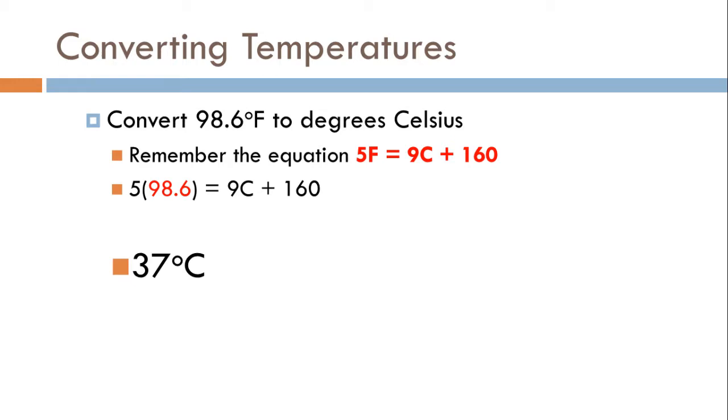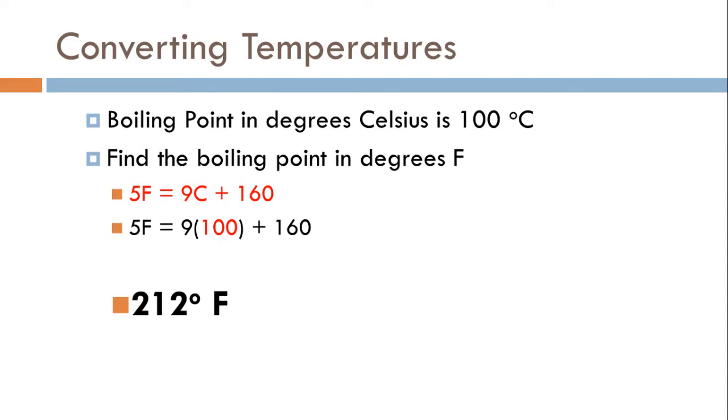Let's start by converting a common temperature, your body temperature, 98.6 degrees Fahrenheit, and convert that to degrees Celsius. Remember our one equation, 5F equals 9C plus 160. I know the degrees in Fahrenheit, and I'll plug that into the Fahrenheit portion of the equation. So 5 times 98.6. Whenever I put that into my calculator, I will get 493. I will then subtract 160 from each side to get 333 on the left side of the equation, and we'll just get 9C remaining on the right side. I'll divide by 9 on both sides, and that will get me 37 degrees Celsius, and that is the final answer for converting your body temperature from Fahrenheit to degrees Celsius.